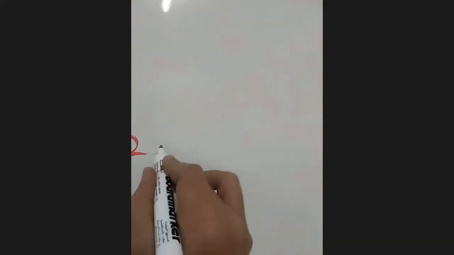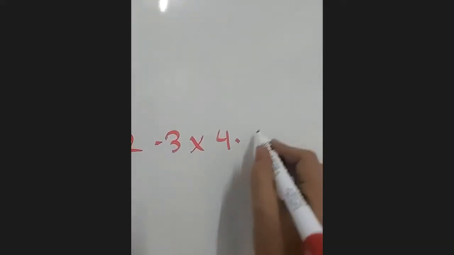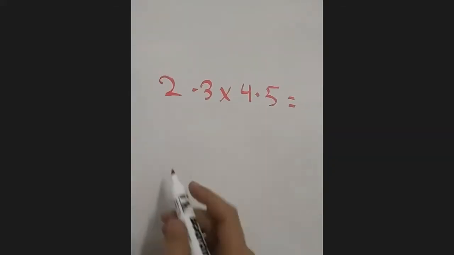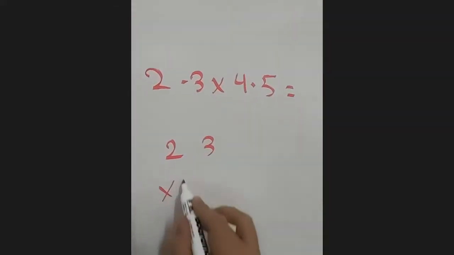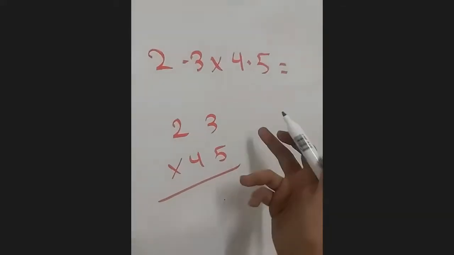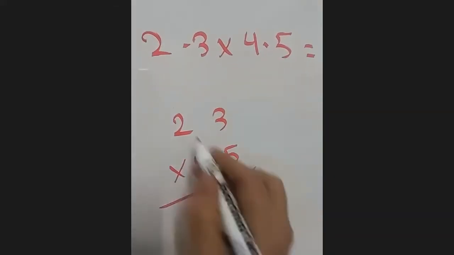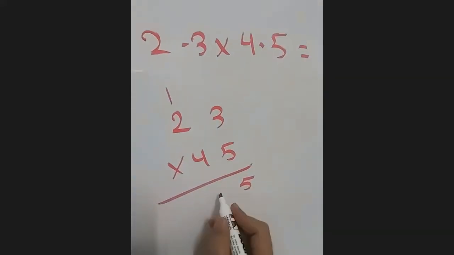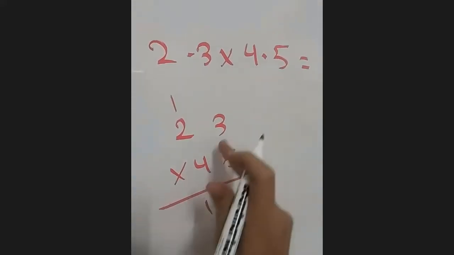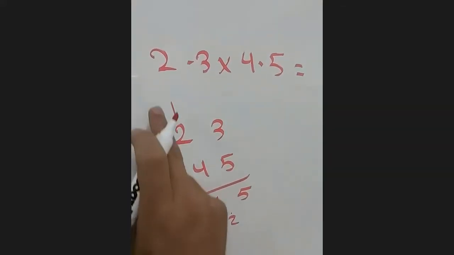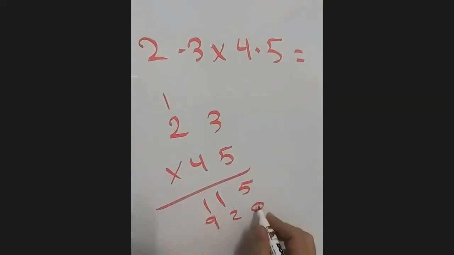We multiplied decimals like 2.3 multiply 4.5. We said we multiply normally without decimals. We put 23 multiply by 45 and multiply normally. 5 multiply 3, it is 15. 5 multiply 2, it is 10, plus 1, it is 11. Then 4 multiply 3, it is 12. Then 4 multiply 2, it is 8, with 1, it is 9. And here we put 0.